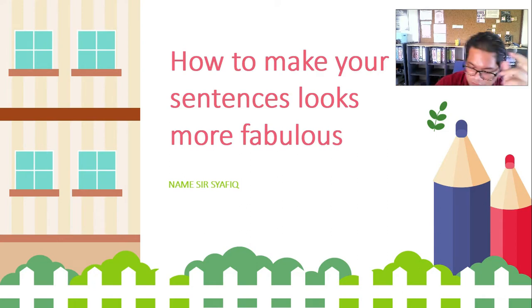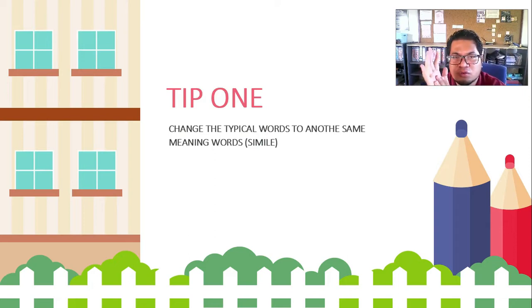So let's go. Okay. Today, I want to give you only one tip. Satu tip sahaja. The other day, lepas-lepas ni kita akan belajar the next tips. Okay? Tip number 1. Change the typical word, perkataan yang kita biasa dengar, to another same meaning words. Kita guna perkataan lain yang maksud dia sama. Jadi tidaklah ayat tu kita baca tu boring je, ayat sama je. Perkataan sama je. Kita guna perkataan yang lain.